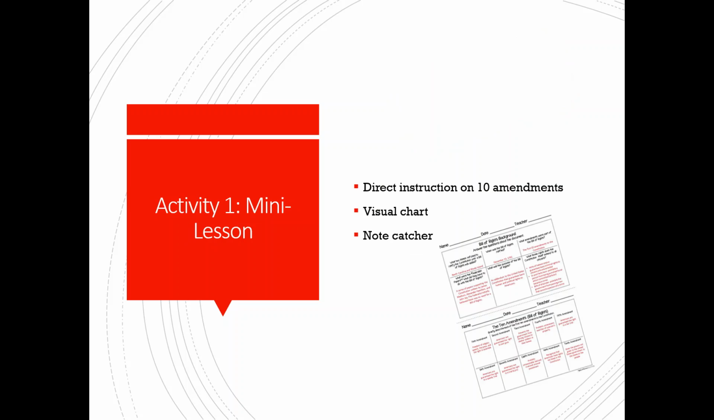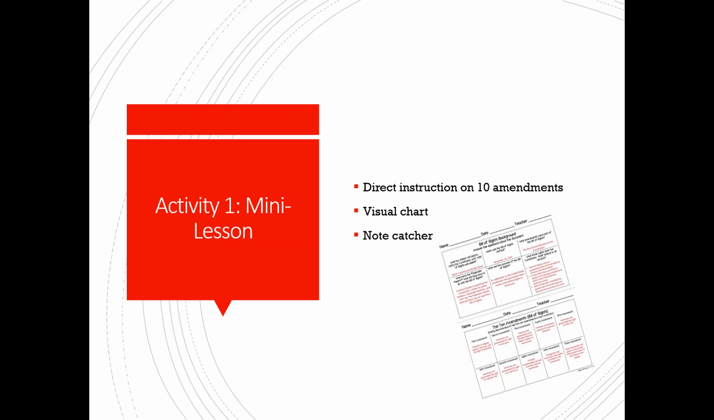So the first activity is a structured mini lesson. Again, this brief introduction provides students with the necessary background information on the Bill of Rights. During this section, I will present each amendment using simple, student-friendly language. Students will complete a notes catcher that lists each amendment and its essential protection. This ensures that all students begin the lesson with a clear foundation, and it also provides a resource that they will use during the scenario-based activities that follow.